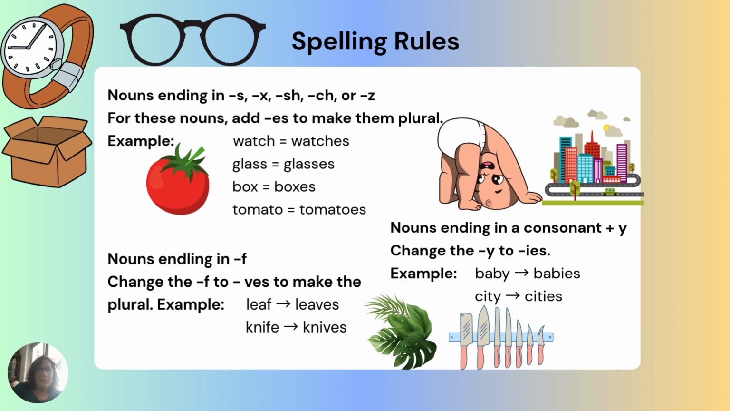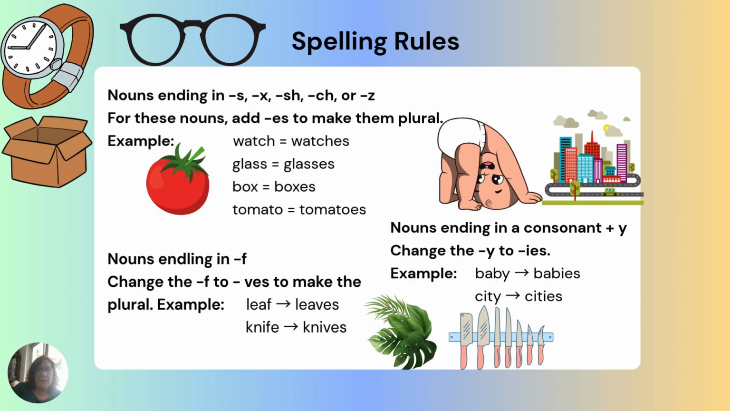Also, if the noun ends in F, we change the F to a V. So, for example, leaf, we'll change it to leaves. Right, it sounds like leaves. Leaf, leaves. Knife, knives.